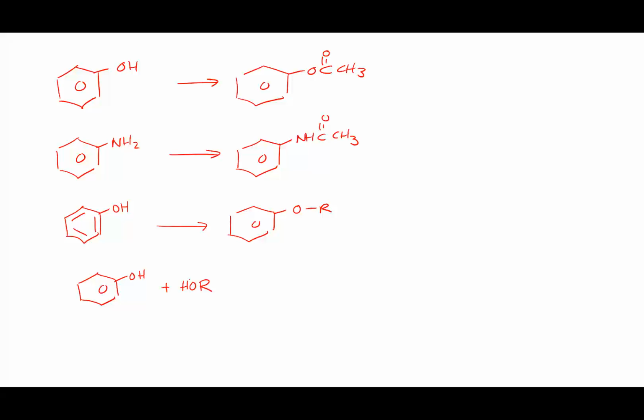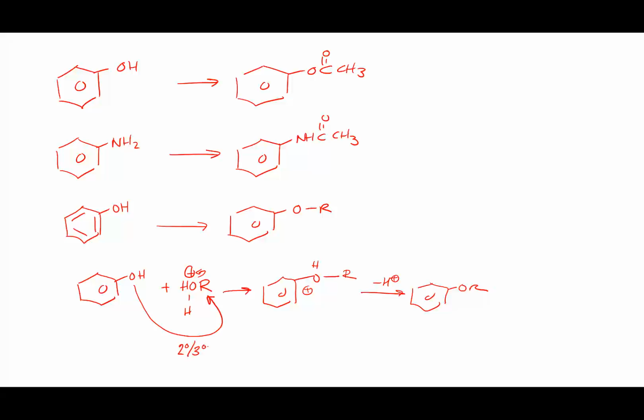So you want to take the primary alcohol and protonate that and then have this do an SN2 reaction, and then lose H+. Yeah, you could do that. I mean, it'd be better if you did a secondary or tertiary, because then you form a carbocation on this side, not on the phenol side. So yeah, you could do that.